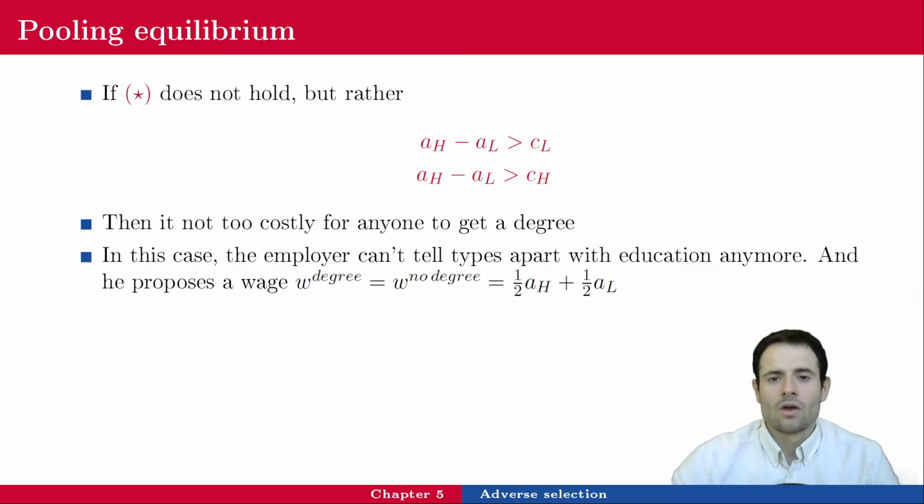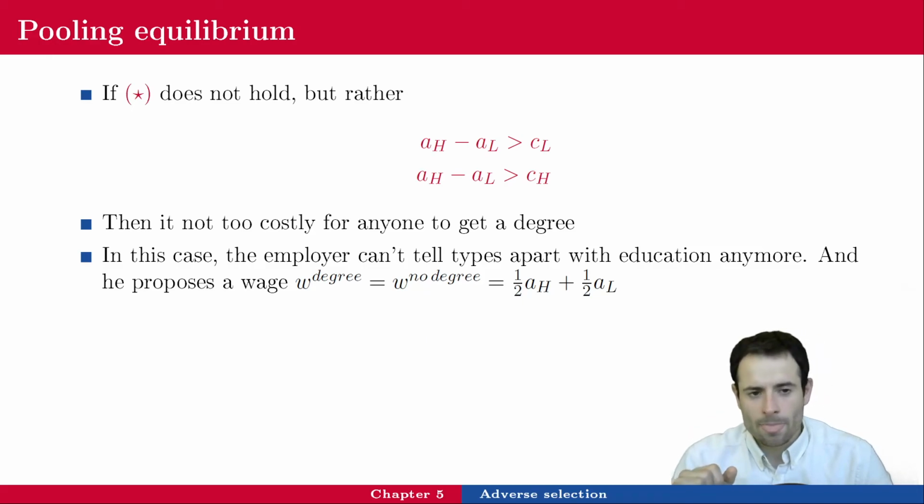So, again, let's go back and forth. Here, since any worker can get education and it's a good deal, the firm cannot use education as a way to decide on the wage. So the firm is going to compute an average wage. That's its best response. Now, if the firm proposes an average wage, an expected wage, expected ability, then the wage does not depend on education.